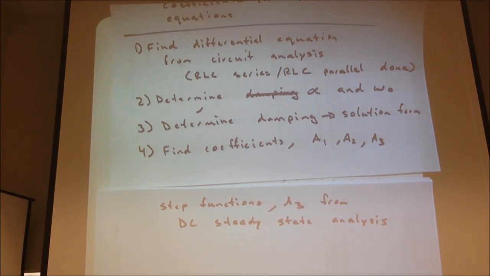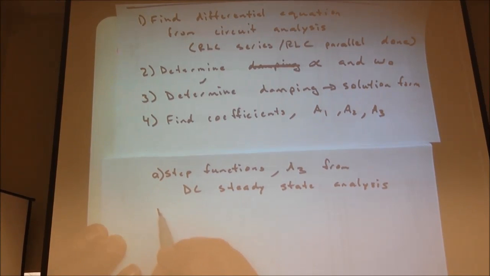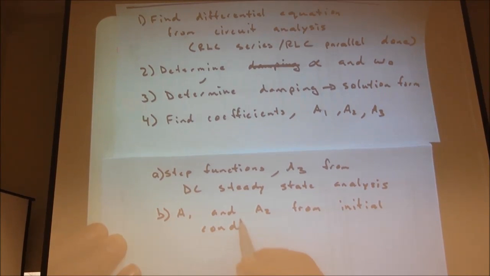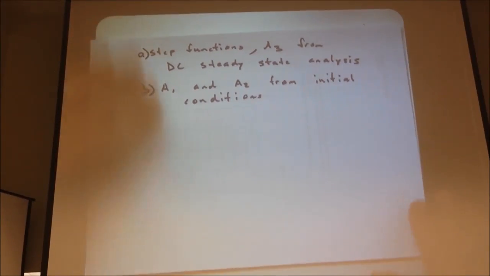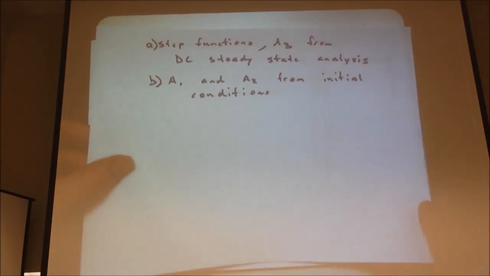Nothing's changed there. How do we find A1 and A2? A1 and A2 from initial conditions. And this is where we have to go back and look at the circuit directly to find out what our initial conditions are based on whatever we're asking about. So, like we saw early on in our RLC series circuit, let's start to set this up and pick it up again on Monday.